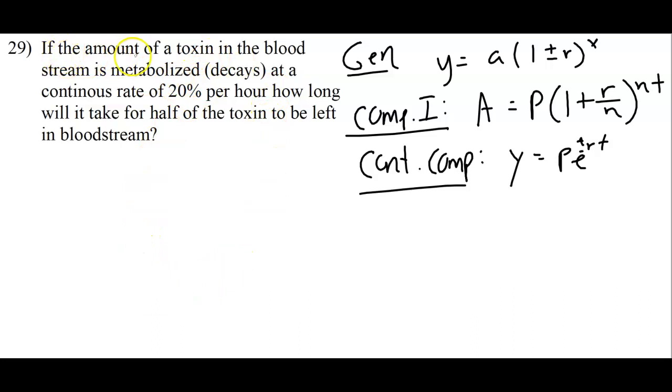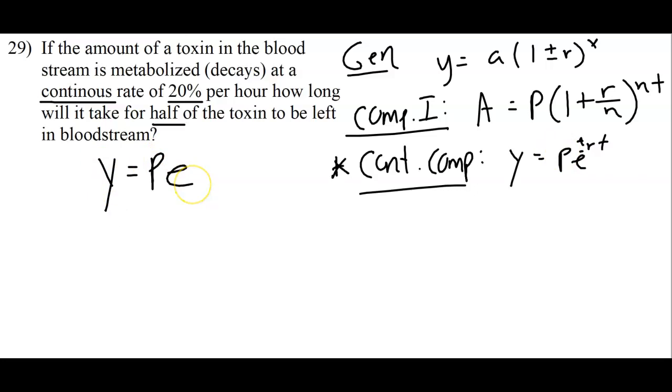So let's read it. If the amount of a toxin in the bloodstream is metabolized, that means it's decaying or decreasing at a continuous rate, ding, ding, ding, that means we're using this formula down here, at 20% per hour, how long will it take for half the toxin to be left in the bloodstream? All right, so since this is a continuous problem, we are using this formula.